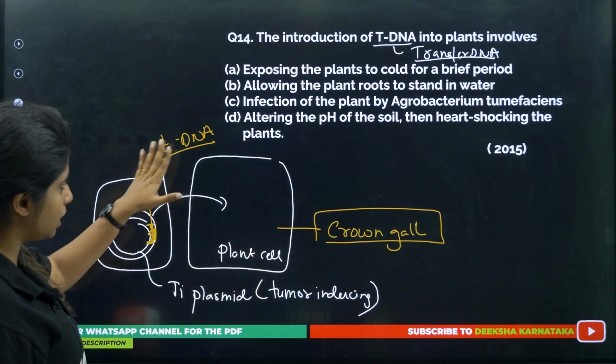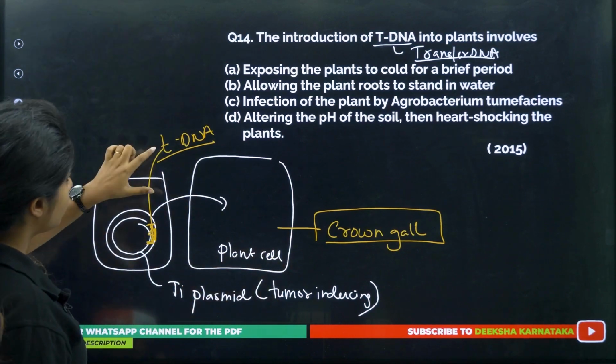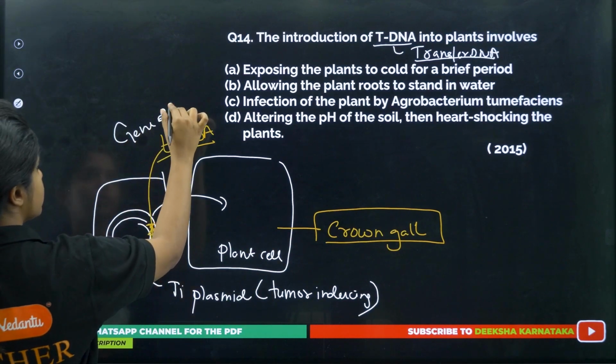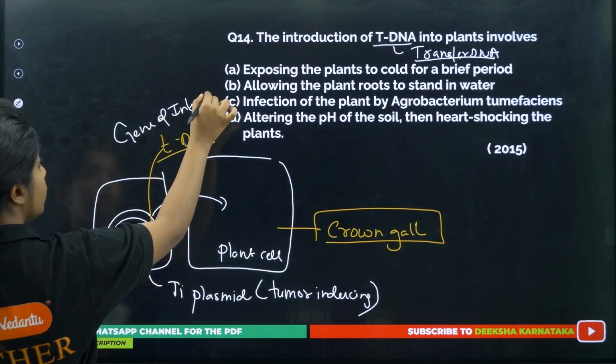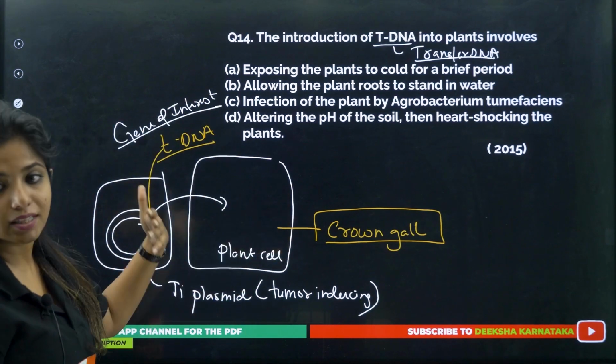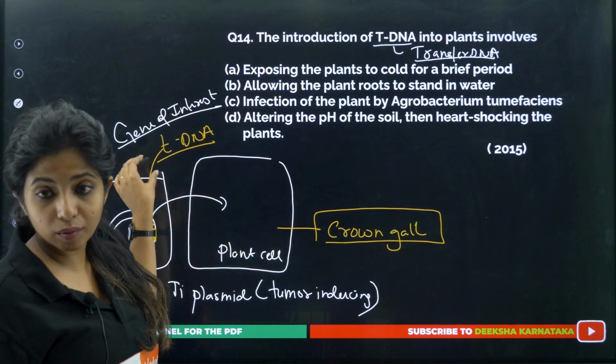We remove the tDNA part. Okay, we remove the tDNA part, and instead of tDNA, we are putting what, children? Gene of interest. So, similarly, they will go and infect, but they do not know that they do not have the tDNA. Instead, they are putting the gene of interest. That's how things work.